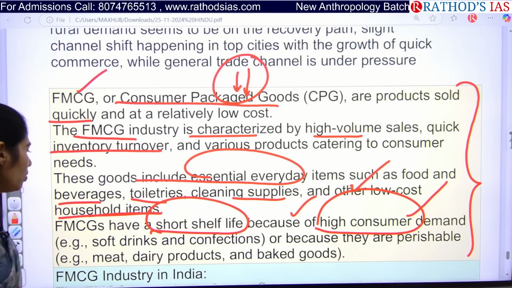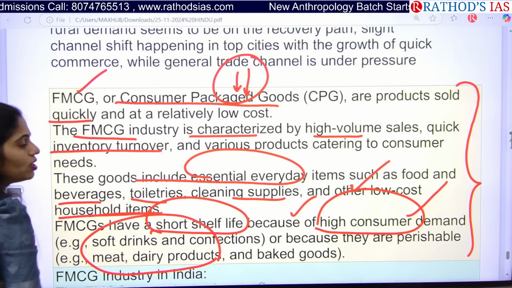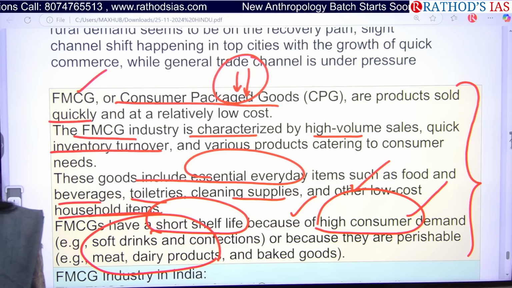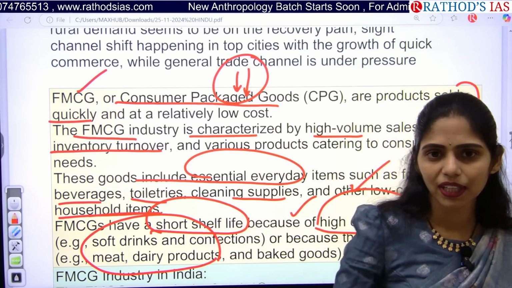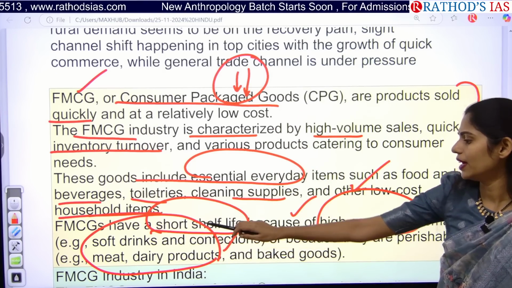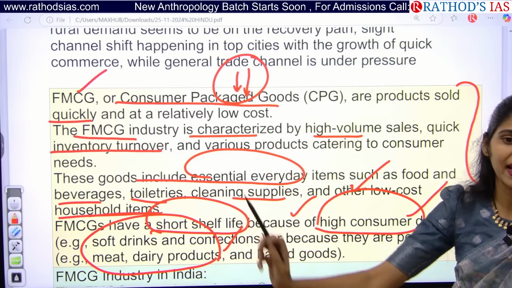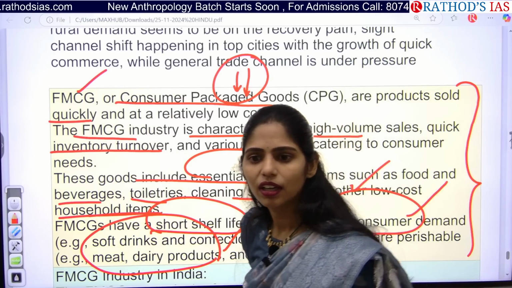So it also includes meat and dairy products. Meat and dairy products are rich in protein, so they give the protein requirement for the people. Whenever there is a decrease, again it will impact the nutrition of the people.